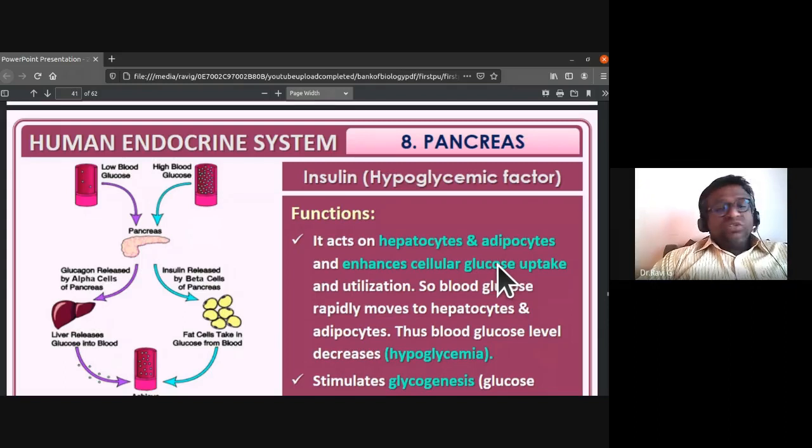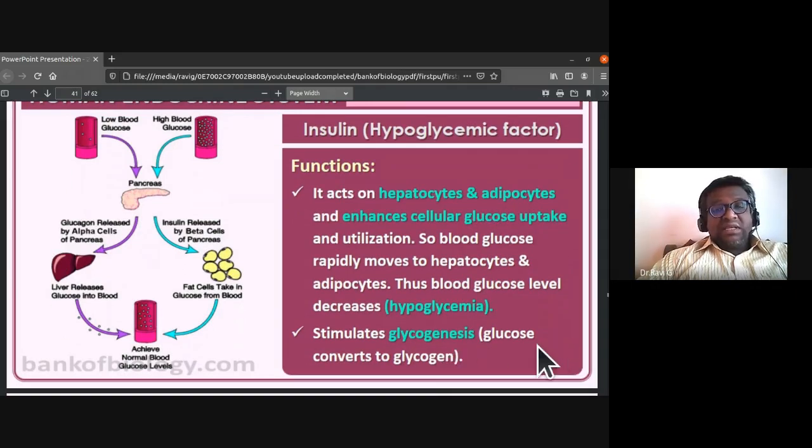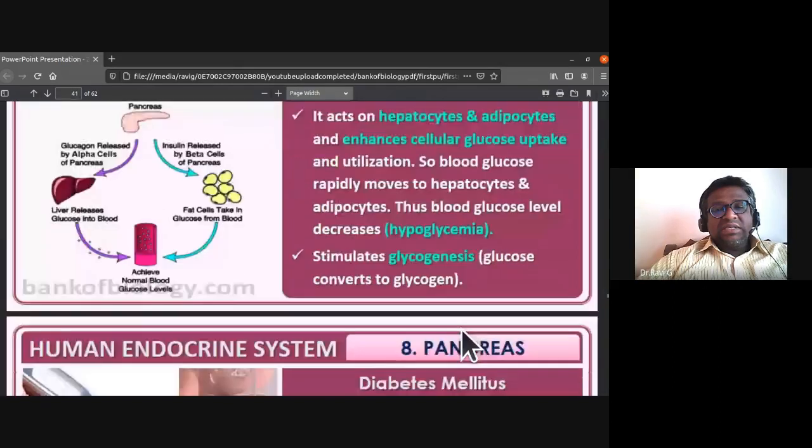Insulin also stimulates glycogenesis, that is the synthesis of glycogen, where glucose is converted to glycogen. Around 100 grams is stored in the liver and 400 grams of glycogen is stored in muscles. That is done by insulin. So insulin reduces the glucose level in the blood, and that is the reason insulin is also called a hypoglycemic factor. The secretions of the pancreas, especially from the islets of Langerhans, bring about regulation of blood glucose. So you should understand this aspect of it.